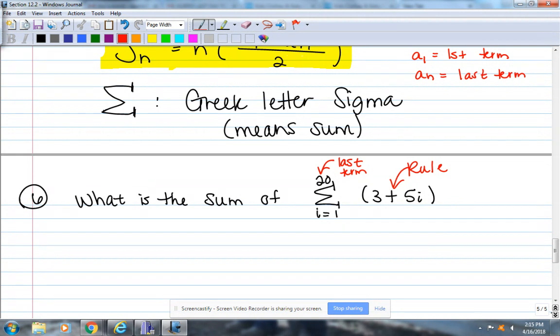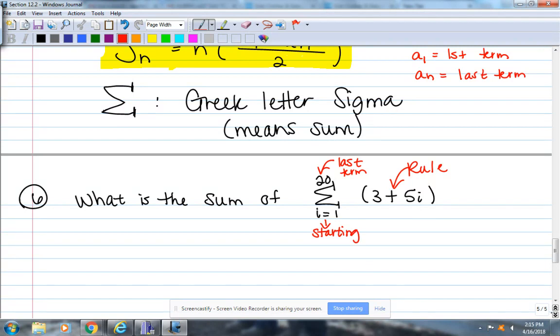This i equals 1. I means initial. Y'all know what initial means? It means what you're starting with. It's the beginning. Okay? So this is where you're starting. This looks like Greek because it is.